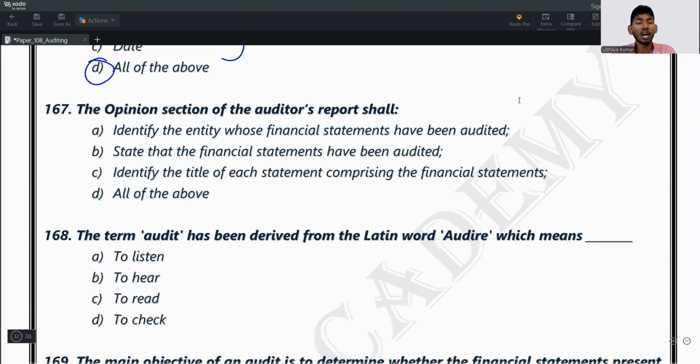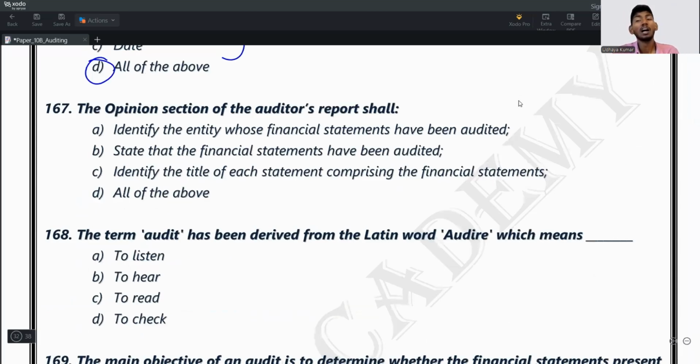The opinion section of the auditor's report shall, option A, opinion section, identify the entity whose financial statements have been audited and state that the financial statements have been audited, identify the title of each statement comprising the financial statements, D, all of the above. So the option is all of the above.